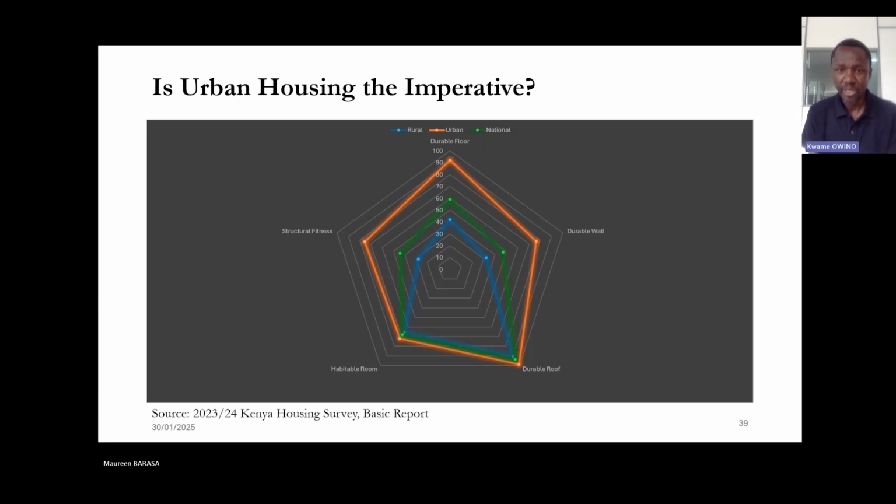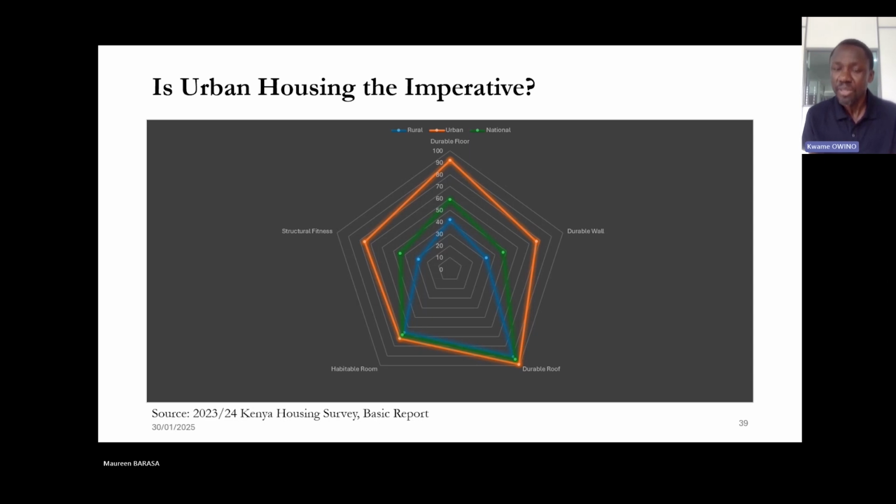Guys, please flip quickly. Yes, is urban housing the imperative? If you look at this figure again, we are taking the existing housing stock and measuring it by habitability and structural fitness. So the policy imperative should be to improve housing habitability of rooms and the structural fitness of houses that exist in Kenya. And that you can do by, of course, improving the quality of the structure, walls and roof and durable floor. So this is your answer.